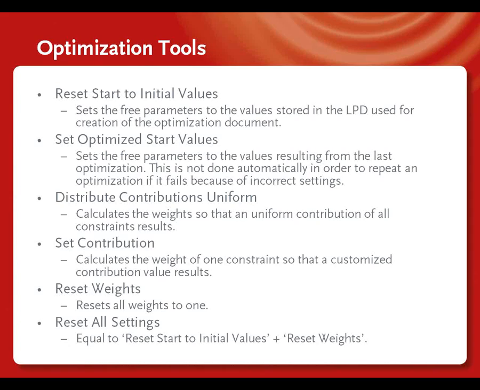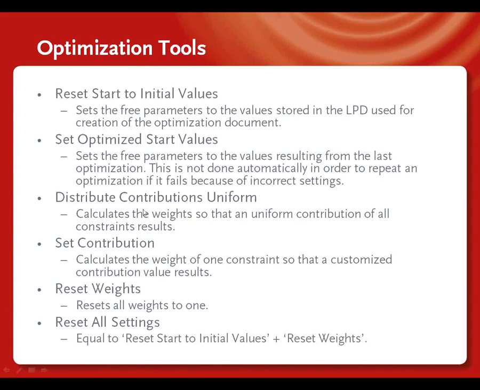For example, let's assume you have an efficiency, you have a uniformity error, maybe a signal to noise ratio, and you would like to make sure that all of these constraints have a uniform influence on the common merit function. Just use this button and VirtualLab calculates the required weights.